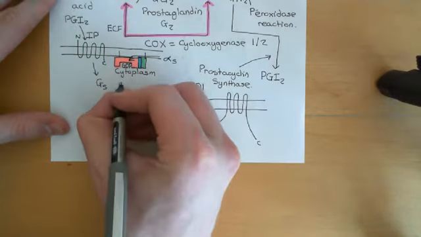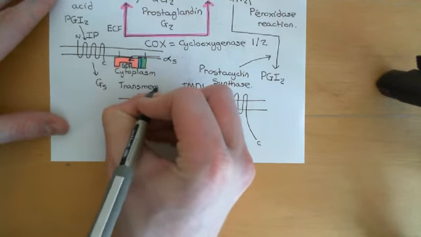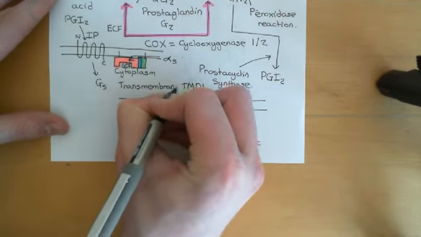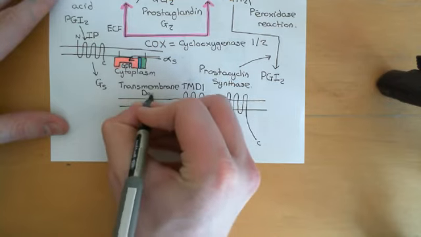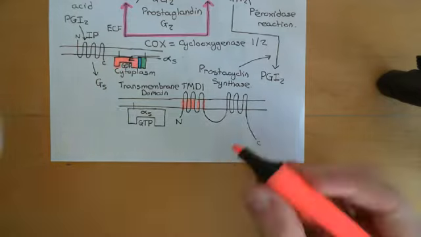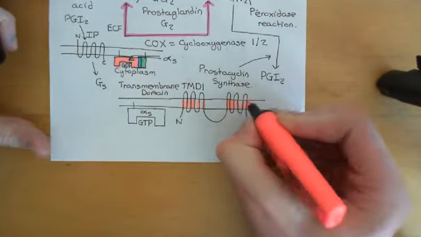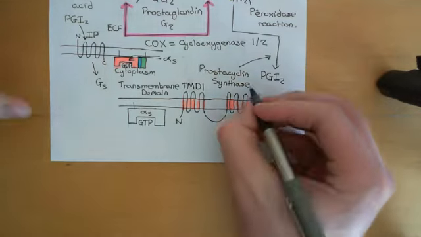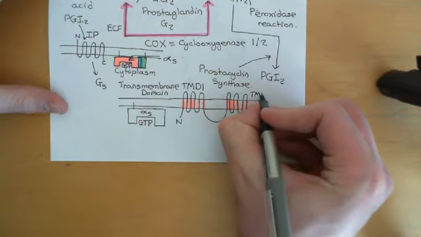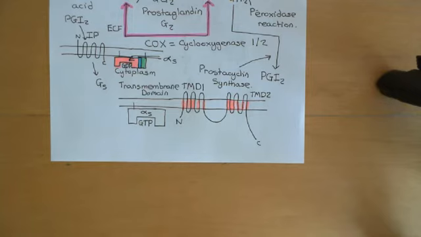So T is for trans, the M is for membrane, and the D is for domain. So transmembrane domain 1 there. Then the second cluster of 6 membrane-spanning alpha helices, which is over here, is known as transmembrane domain 2, TMD2.